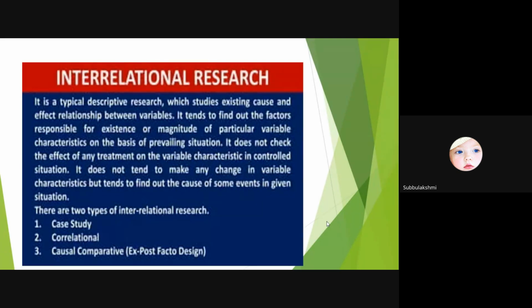Okay, next is interrelational. Interrelational research is a subtype of descriptive research, where we talk about cause and effect, the relationship from one to the other. So the relationship between cause and effect, and the factors responsible for the existence or magnitude. Okay, so there are two types of interrelational research. One is case study, another is correlational. The last, causal, is not taken into consideration, that's why we talk about two types.